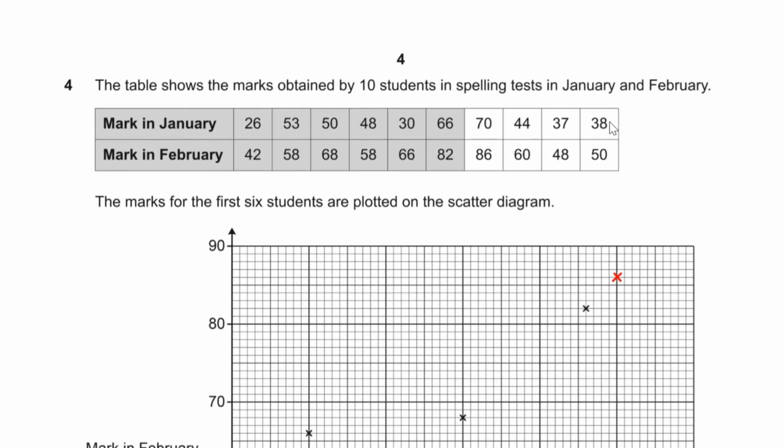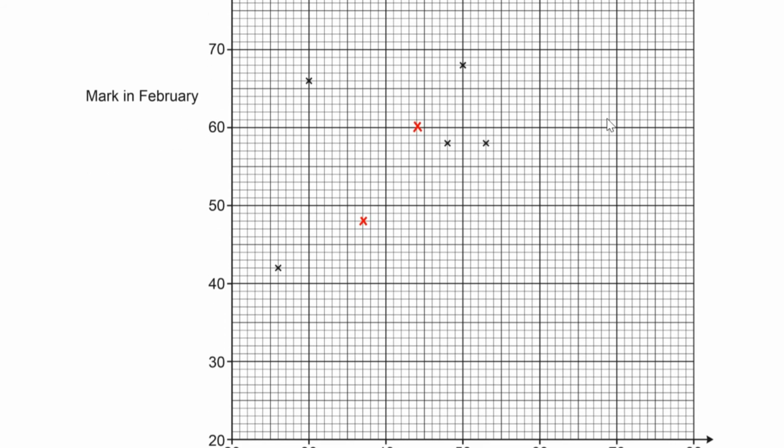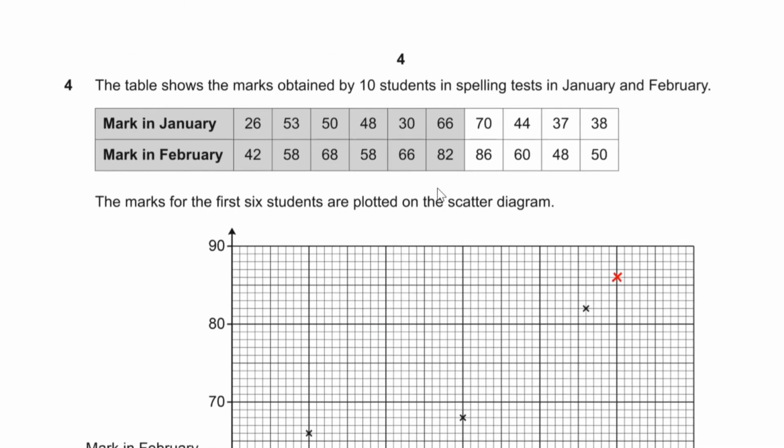And then we've got 3850. So we've got 3850 that would go over here. We have plotted the remaining points.